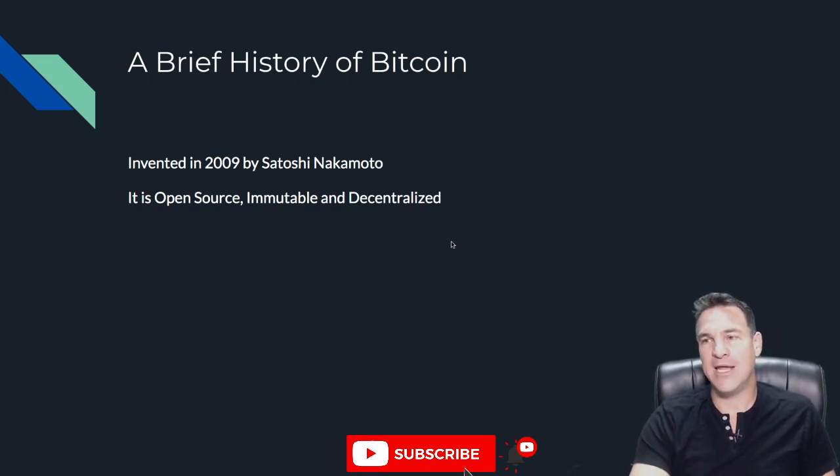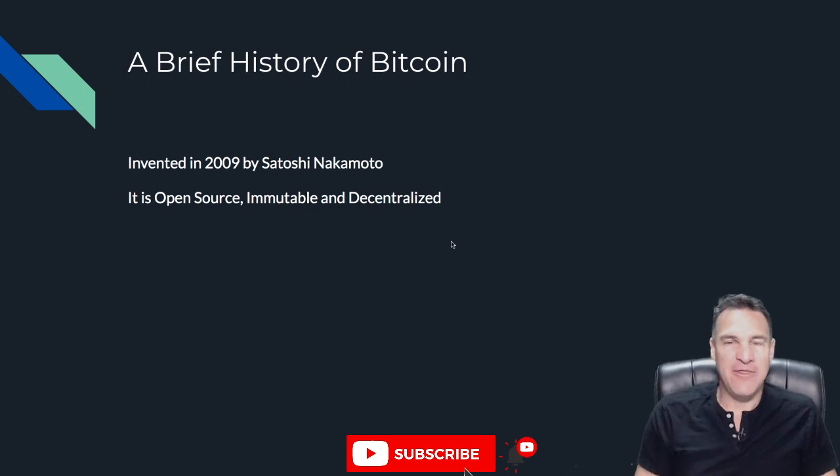Okay, and the final word here is decentralized, and this is really leading towards the concept of censorship resistant. Decentralized makes for a robust system and something that cannot be shut down.